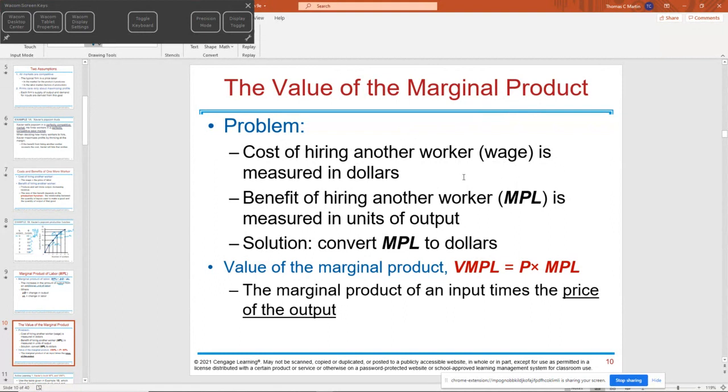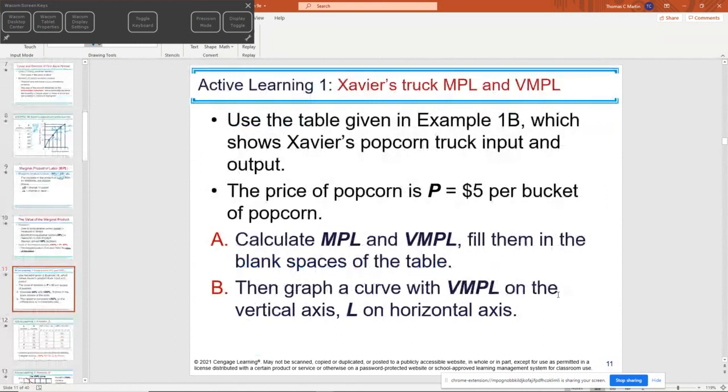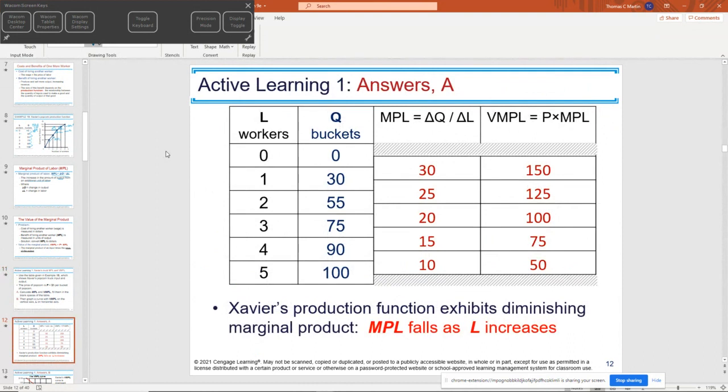The cost of hiring another worker is measured in dollars. The benefit of hiring a marginal product is measured in units of output. Now, the output is going to tell us how many units they can produce. If we wanted a true value, we set up a dollar value for each unit of the product. We use the table we saw in 1B, which shows the popcorn truck, etc. Now, the price of the popcorn is $5 a bucket. Now we can get the value of the labor, what they get in return. Okay? And this is what we'll see.